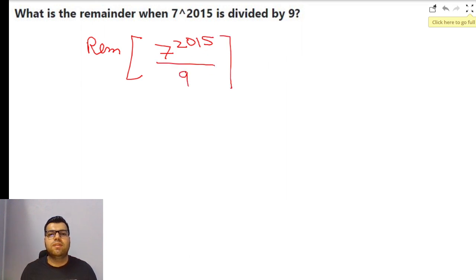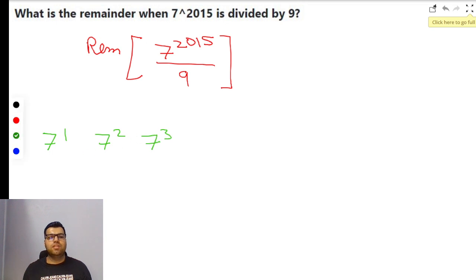What to do over here? We have two ways. Either I observe the power of 7, which is more helpful. 7 raised to power 1, 7 raised to power 2, 7 raised to power 3. What is 7 raised to power 1? This is 7. This is 49. This is very simple, I think. This is 343. And remainder of 343 with 9, what is it?